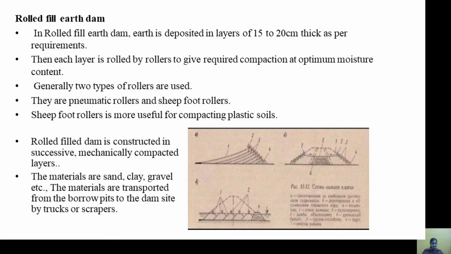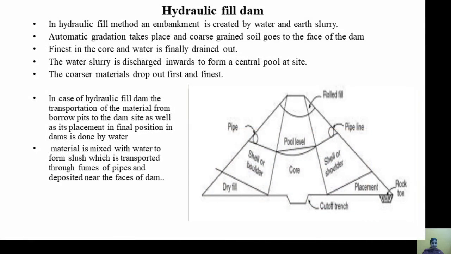Whereas in hydraulic fill earth dams, the embankment is created by water or slurry. In case of hydraulic fill, transportation of material from borrow pits to the dam site as well as its placement in final position is done by water itself. So the material is mixed with water to form slush and is transported through pipes and then deposited near the face of the dam.